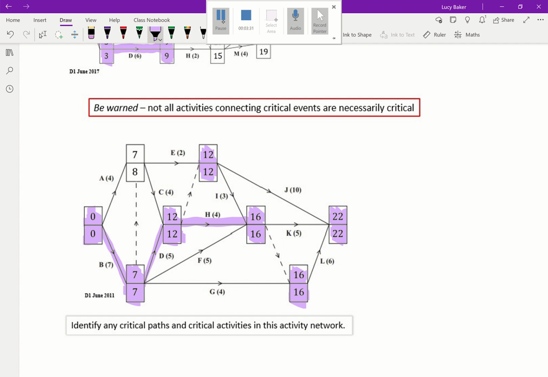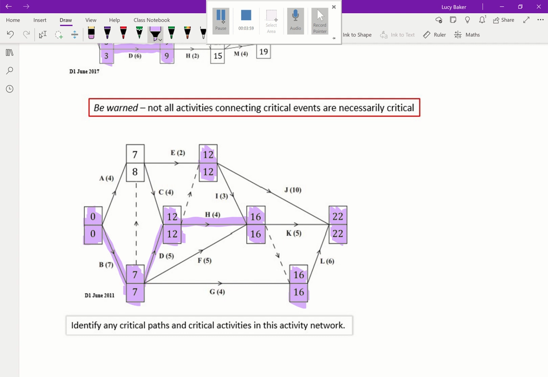However, what we're looking for is that the time to complete the activity is exactly the difference between the times in both the events. So B is 7, the time to complete B is 7, so that's exactly the gap between 0 and 7. There's no wiggle room. Equally, the time taken to complete D is 5, so if we start at 7 and finish at 12, there's no gap in between.